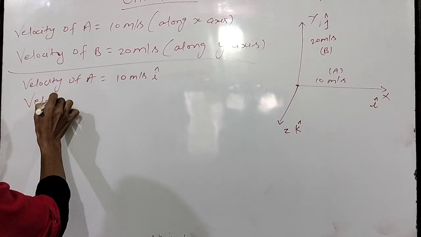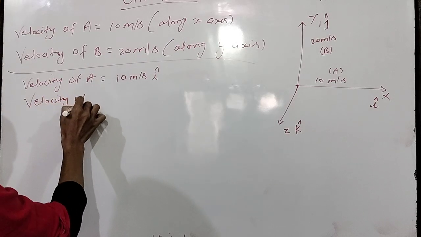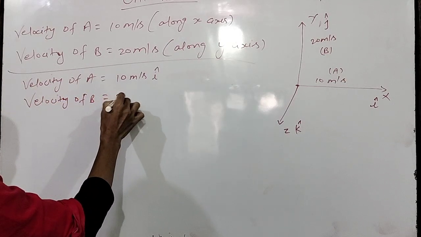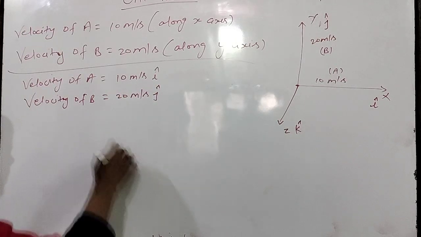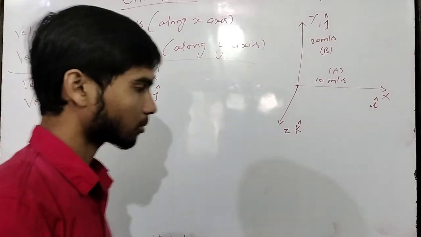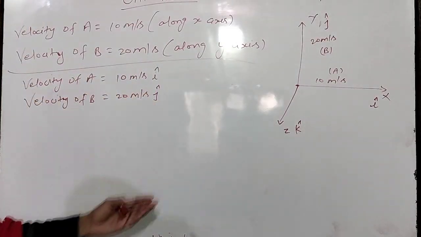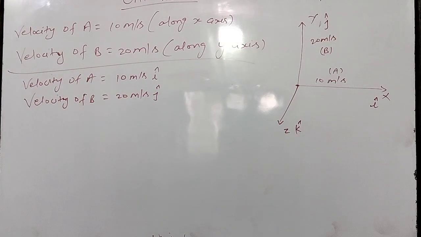Velocity of B, then here you would say j cap. This is another way. I cap, j cap.